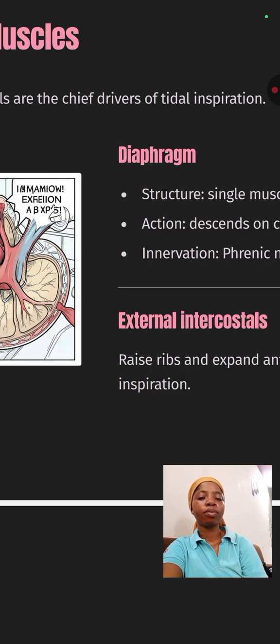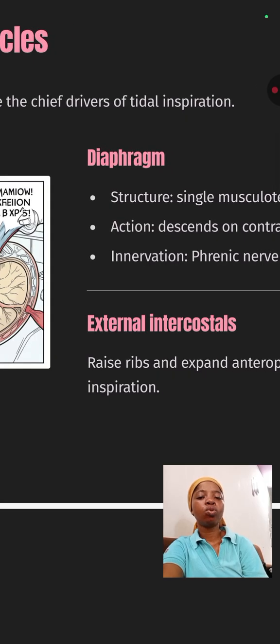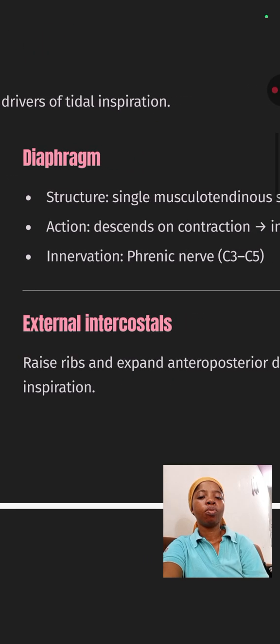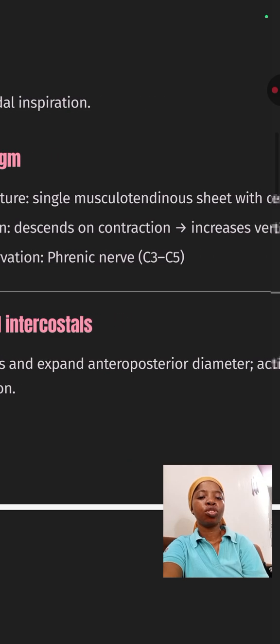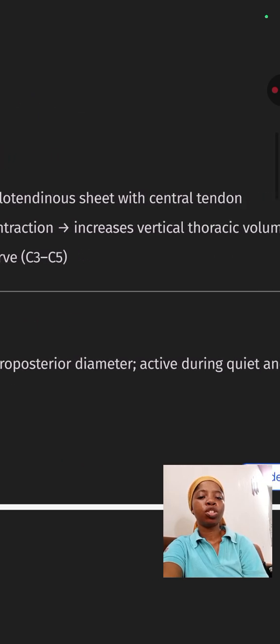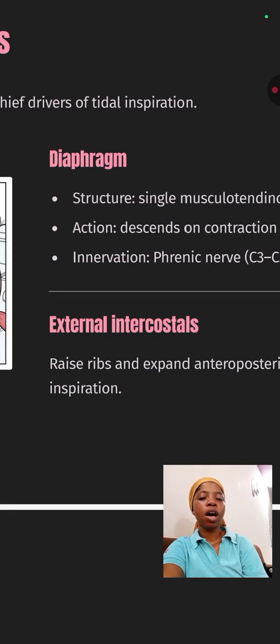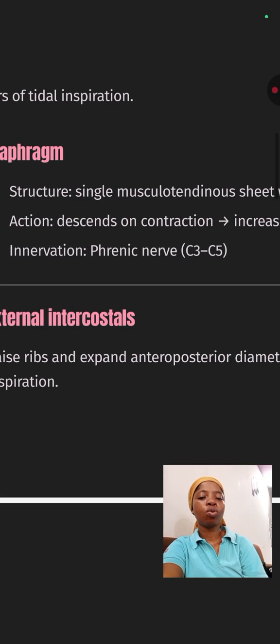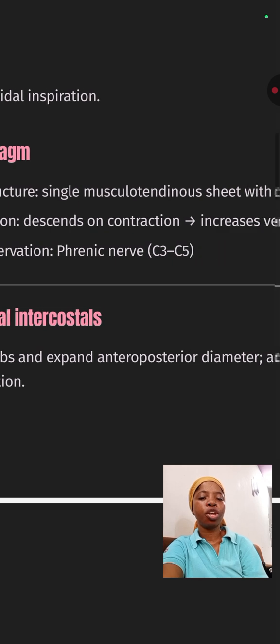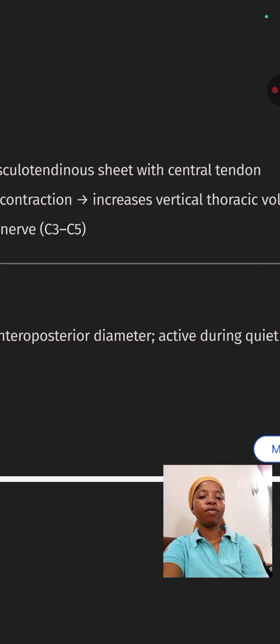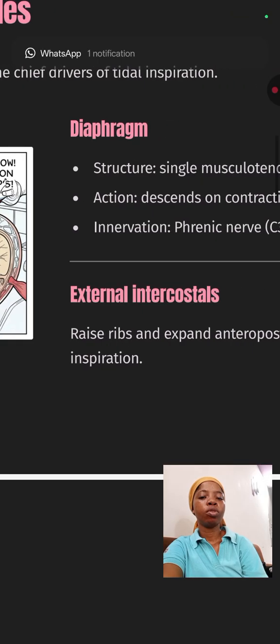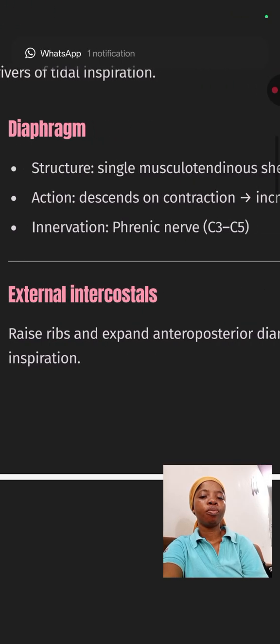The diaphragm structure: a single muscle, a thin sheet with a central tendon. Upon contraction, it increases thoracic volume. Innervation: phrenic nerve, C3 to C5.